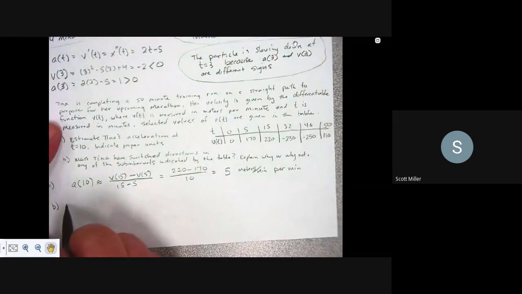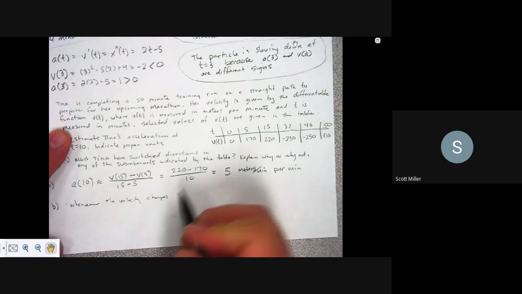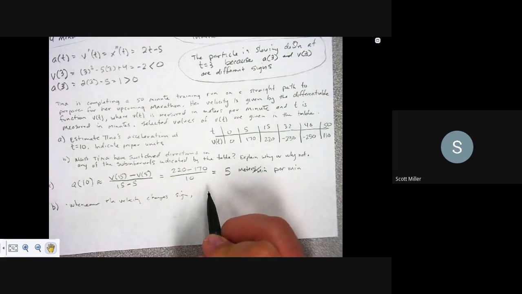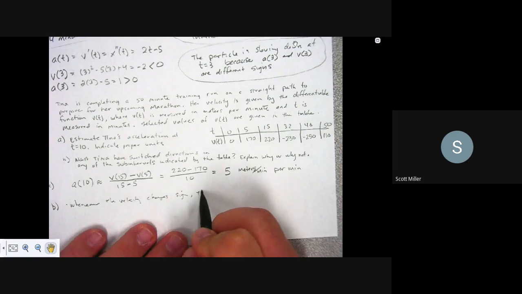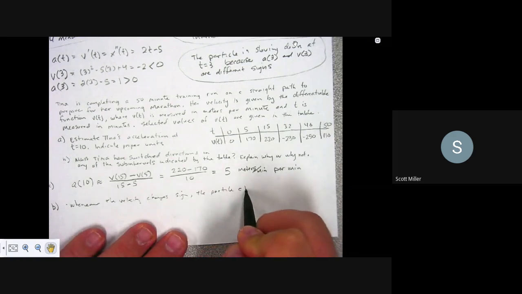So, a little side note here. Whenever the velocity changes sign, the particle changes direction.